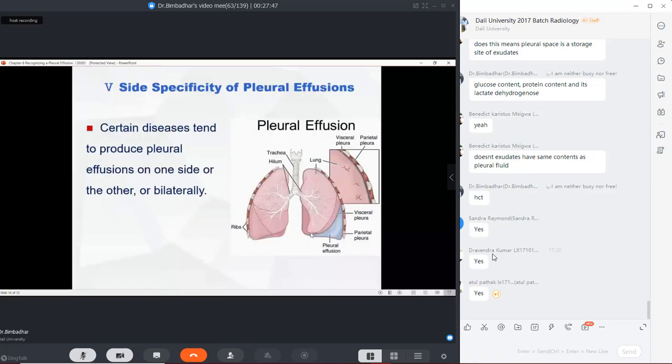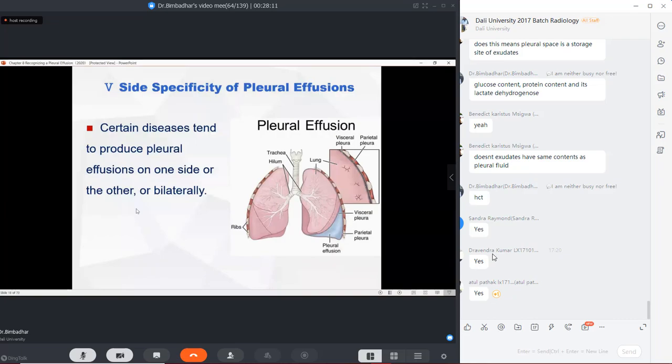Okay, then site specificity. What exactly do we know the site specificity is? Certain diseases tend to produce the pleural effusion either only on one side or the other. So we can have two patterns here. It can be unilateral or it can be bilateral.